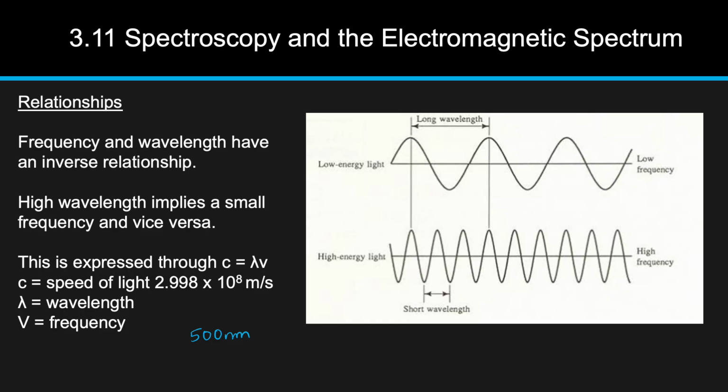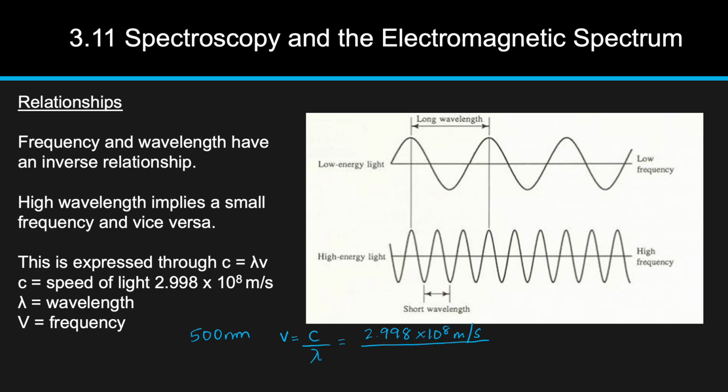So we know c equals lambda nu. We're solving for nu, or frequency, so we'll have the speed of light over our wavelength. The speed of light is 2.998 times 10 to the 8th meters per second.